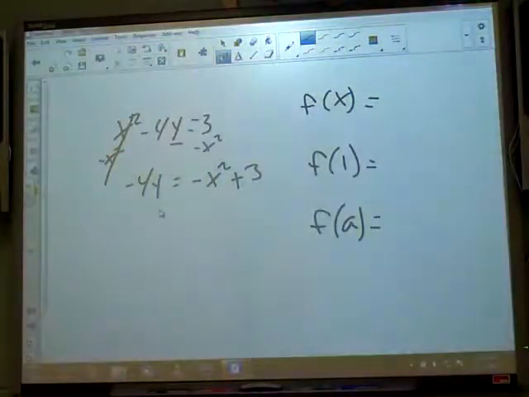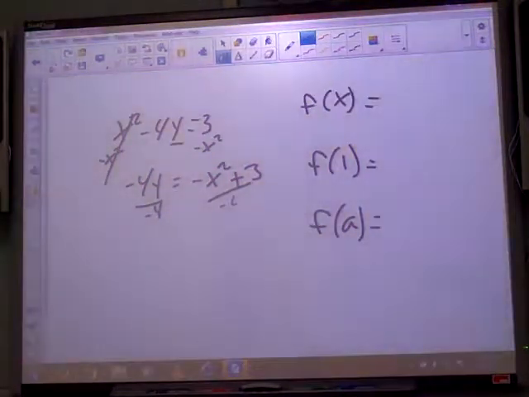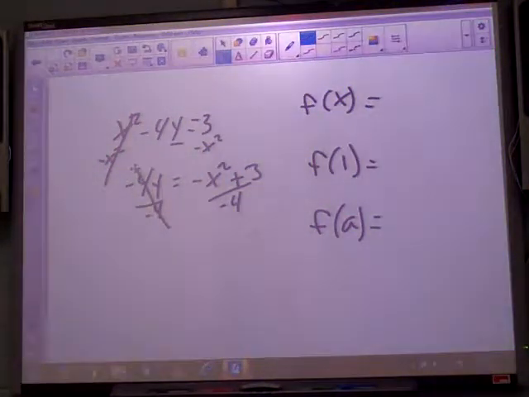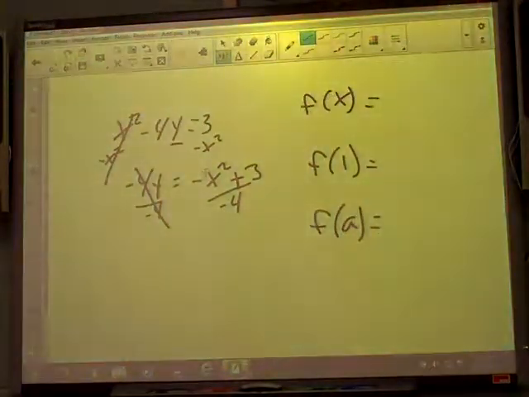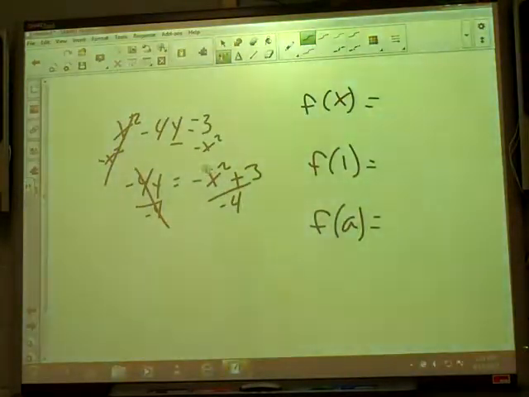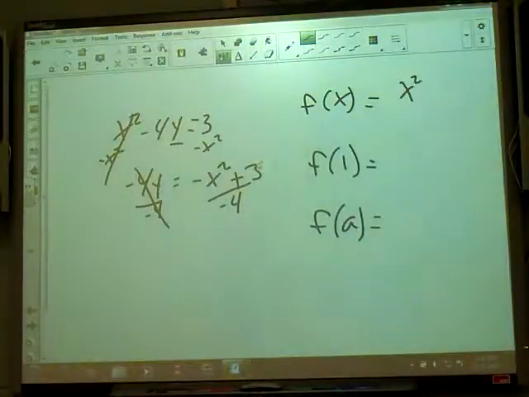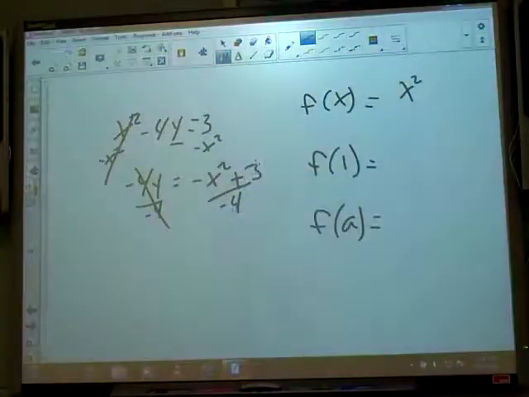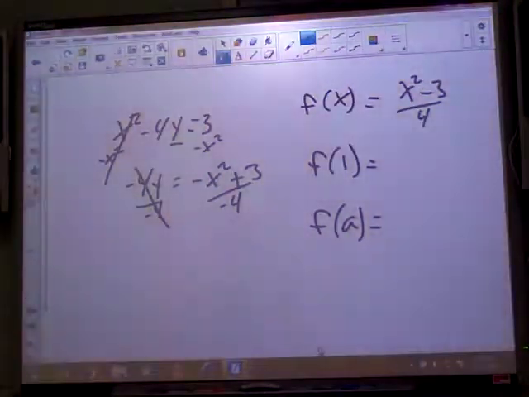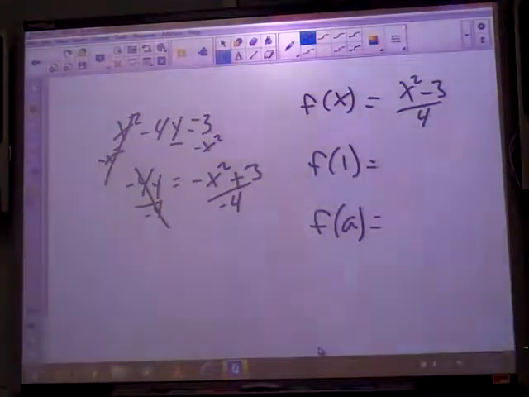I still don't have the y all by itself. Divide by negative 4 because it's being multiplied. So we got to divide everything by negative 4. That'll cancel out, leaving me y, which is the same as f of x. I'm dividing both of these by negative 4, right? So right here, negative divided by negative makes a positive. This positive divided by a negative makes a negative. Is that okay? Good. So there's my function notation, f of x.